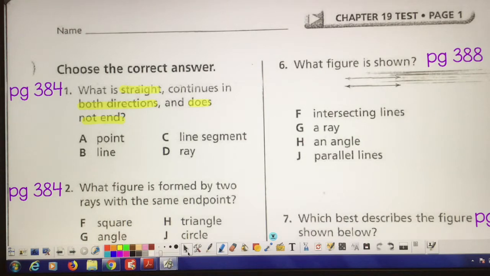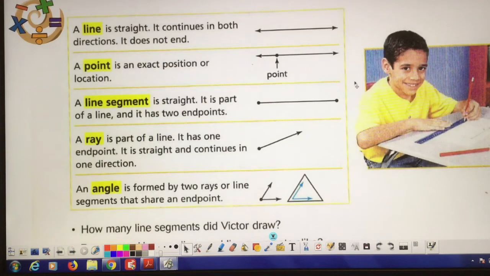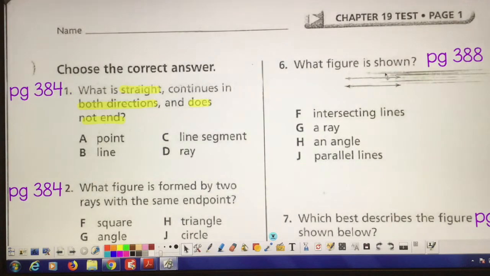Okay, so over here, let's go to page 384. Here I'm going to see all of these vocabulary words. We have line, point, line segment, ray, and angle. I need to figure out which one is straight, continues in both directions, and does not end. So I'm going to take a look at the definitions and see if I can find the answer for number 1.